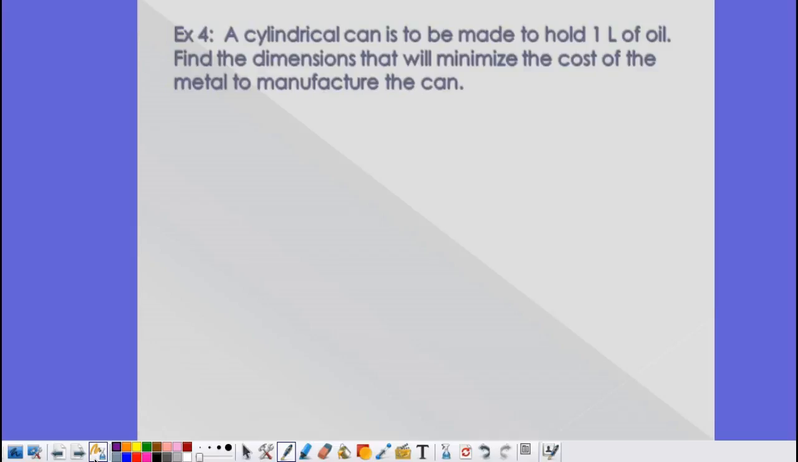What do we know about a cylindrical can? If you had to draw it as a picture, think about a coffee cup. Think about a can in general. You have a cylinder with a top and a bottom. So if it's holding a liquid, it has a top and a bottom. Those tops and bottoms are circles.